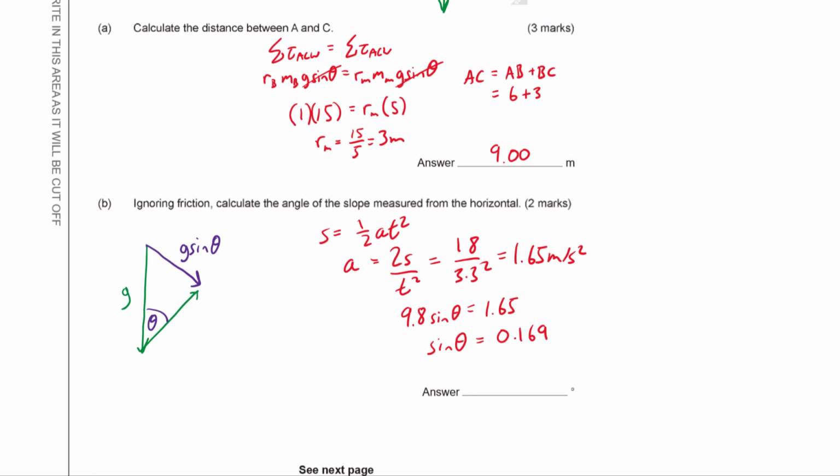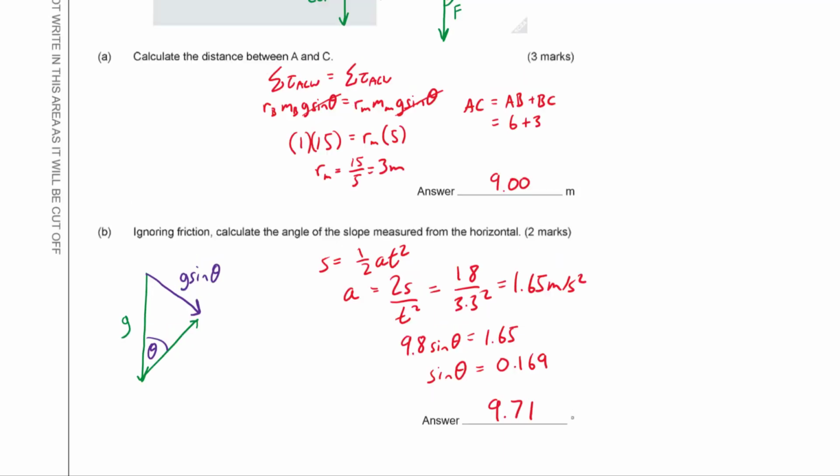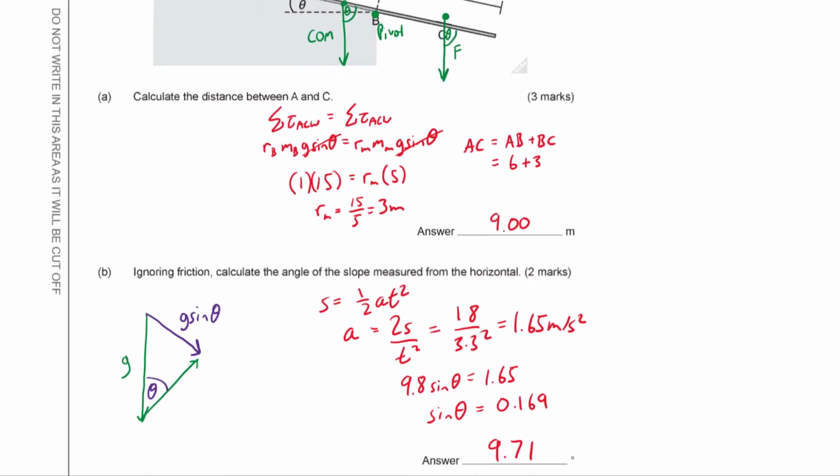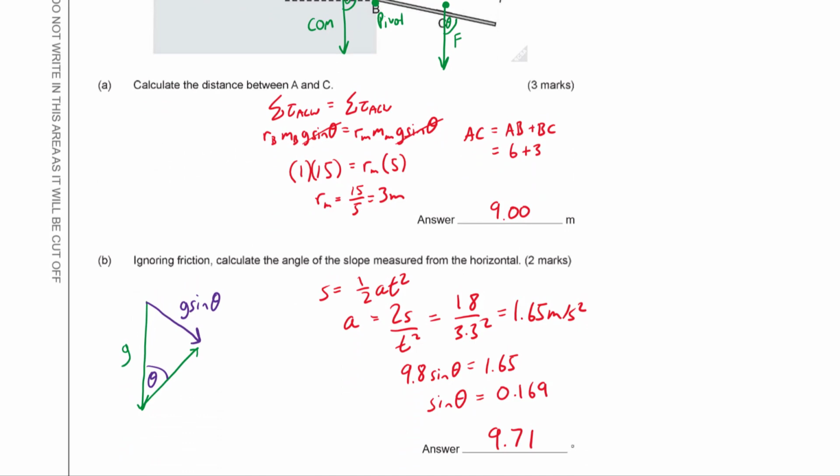And that would mean theta itself ends up becoming 9.71 degrees. That almost seems a little bit consistent with the diagram, which is all good. All right, there we go.